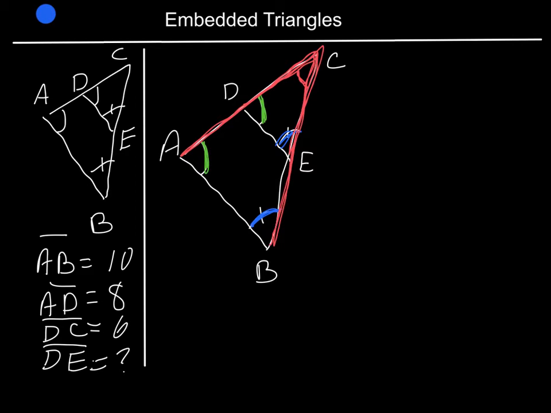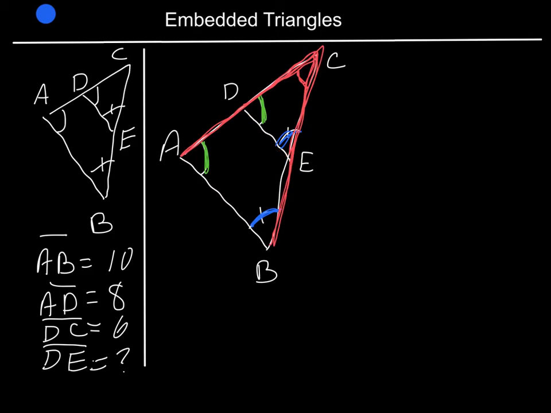Once I see that I have that, then I know that I have two triangles that are similar, and then I can set up my same proportions. So the question here is for me to find DE, so that's this distance here, and they give me AB, they give me AD, and they give me DC. So they want me to find DE. Okay, so I'm going to set that up right now.